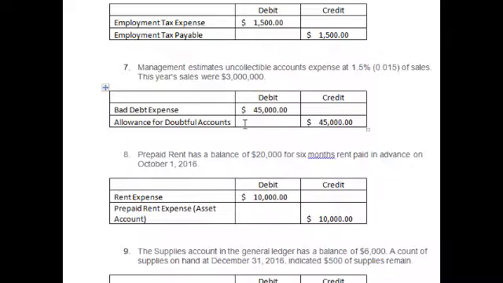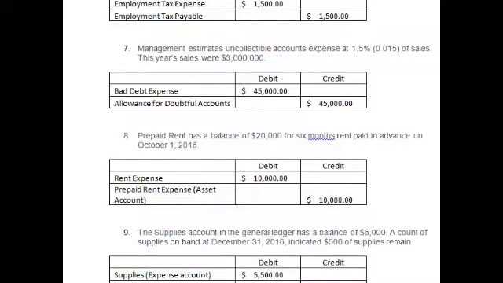We call this a contra account. It is a contra account to accounts receivable. So when we provide it on a financial statement, you will learn later that we will have the accounts receivable balance minus allowance for doubtful accounts. So you will net it out and we will show only the net amount. So again, this is the way we record the estimated uncollectible accounts.